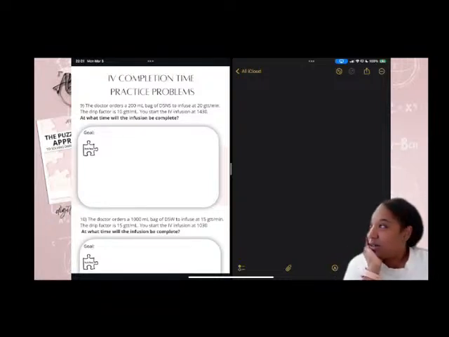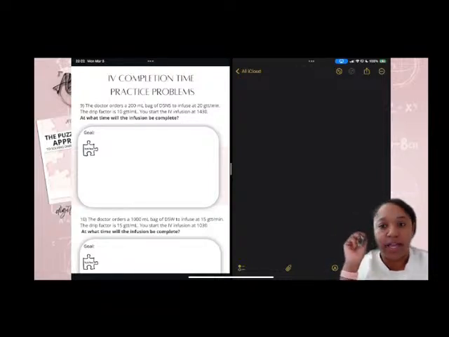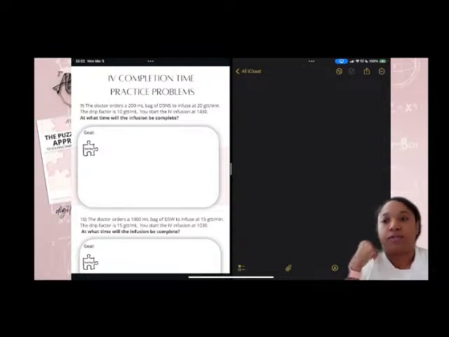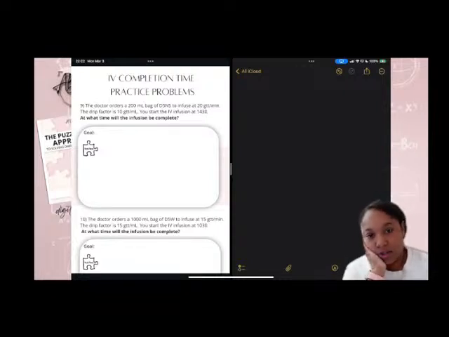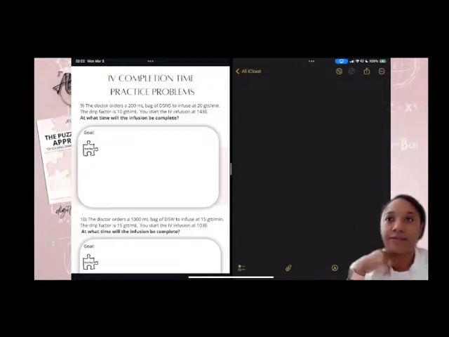Alright, so the doctor orders a 200 ml bag of D5 normal saline to infuse at 20 drops per minute. The drip factor is 10 drops per milliliter. You start the infusion at 2:30 in the afternoon, so that's 14:30, alright? At what time will the infusion be complete? This is page 154, coming straight from the puzzle piece workbook. You saw it here first, folks.